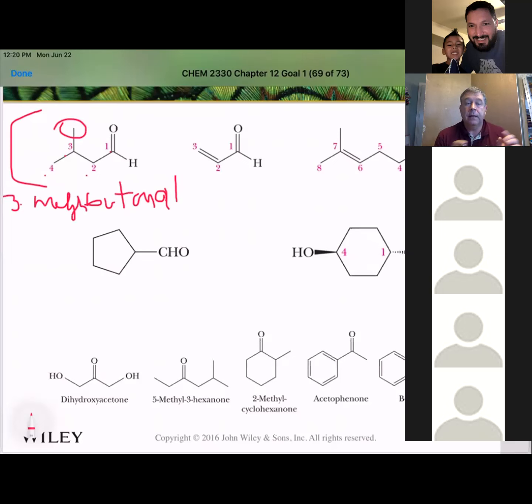Now notice in the next one over, we have an alkene, okay? So we have to name it for the longest parent chain, including the alkene in it. And in that case, we have a total of 3. So that makes it propene. Propene. But instead of the E at the end, because we have an aldehyde, we're going to say propenal.